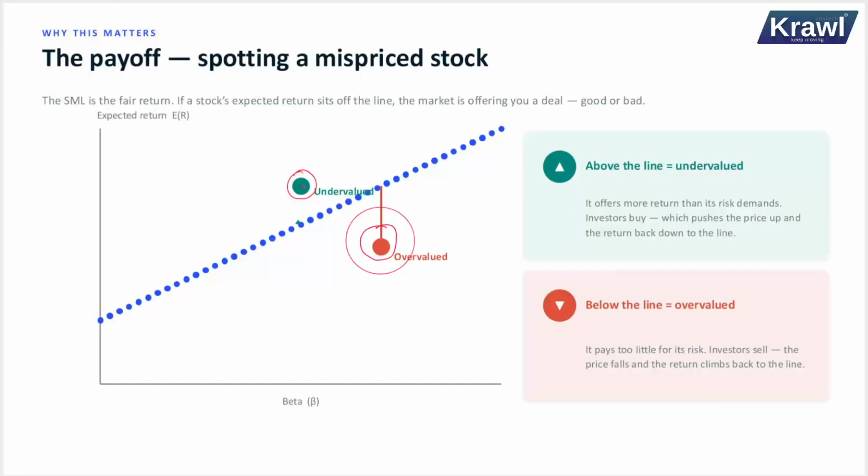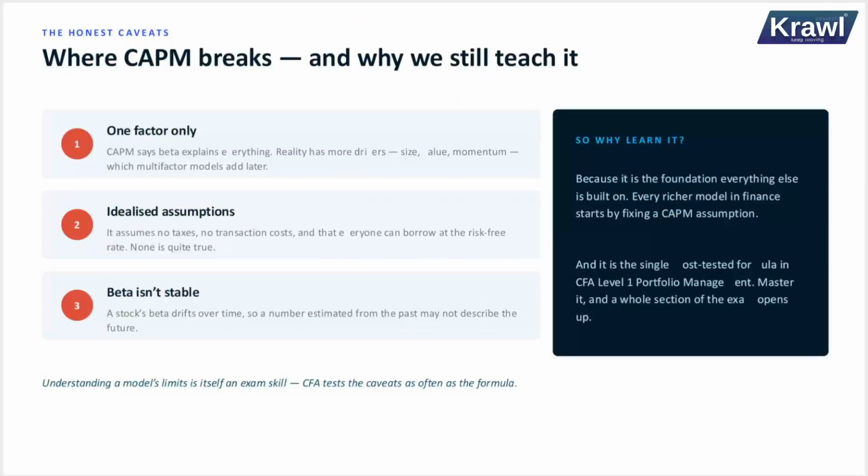So what it actually means is that CAPM isn't abstract. It's the yardstick. Above the line you buy, below the line you sell, and that's how analysts call a stock cheap or expensive. That's the key takeaway that we're going to have for this session.